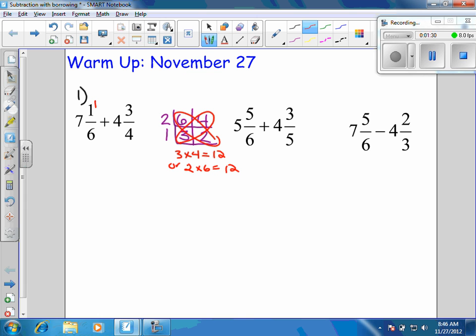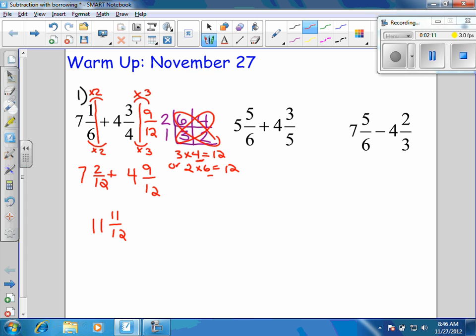It also tells you what you have to do to each one of these. You have to multiply the 6 by 2, so you multiply the numerator by 2 here. And that gives us 7 and 2/12. And then what about the one on the right, Kanan? What do I multiply by here? Right, because we know we have a 4 already, so we're going to times it by 3. Times it by 3, the numerator also, and we get 9/12. So we rewrite that as 4 and 9/12. So altogether we have 11 and 11/12. And 11/12 cannot be simplified, so that's your final answer.